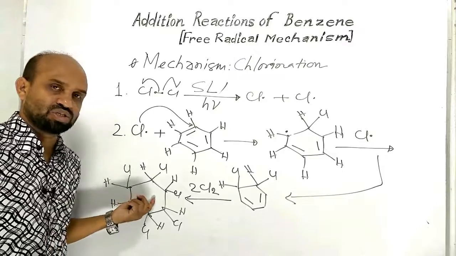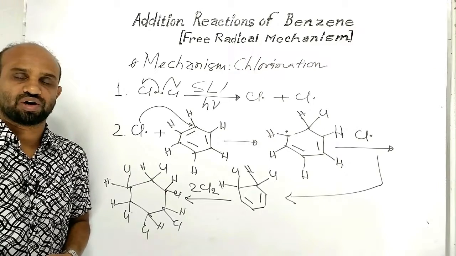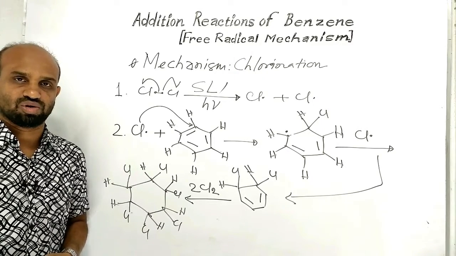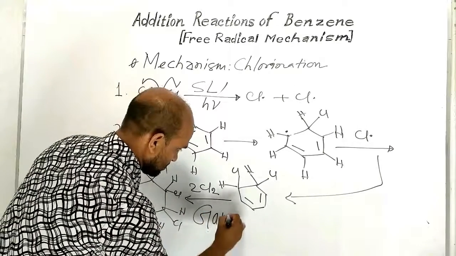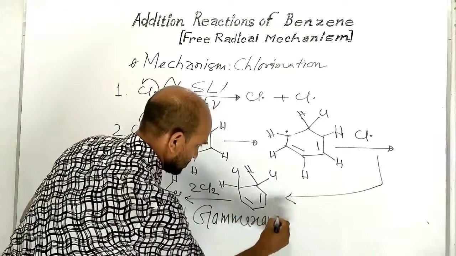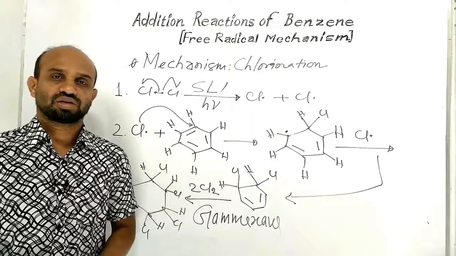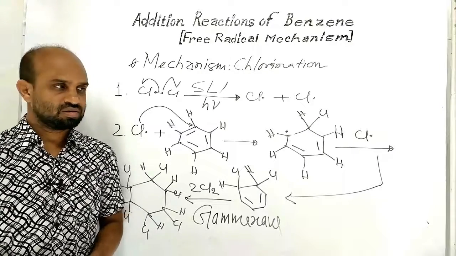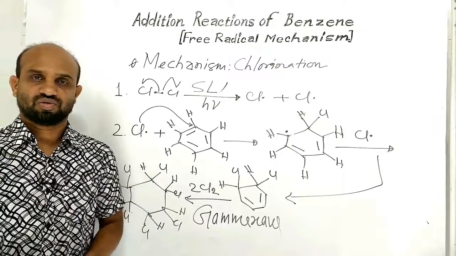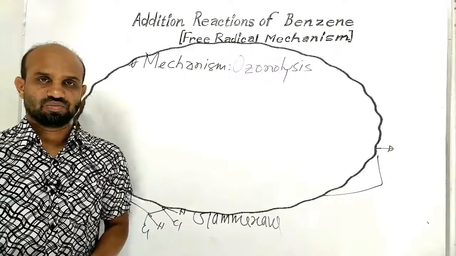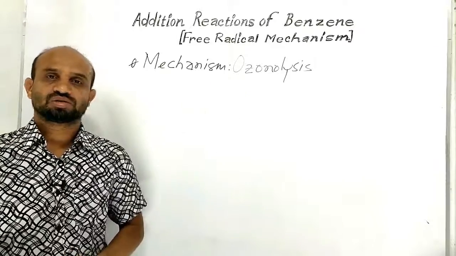this compound, which is benzene hexachloride or 1,2,3,4,5,6-hexachlorocyclohexane, which is known as gammexane, which is crystalline solid used as insecticide. And this is the mechanism of chlorination of benzene that follows free radical mechanism. Now, mechanism of ozonolysis of benzene.